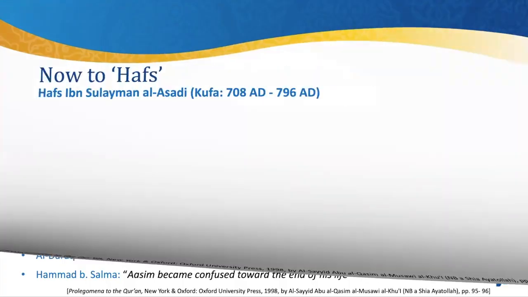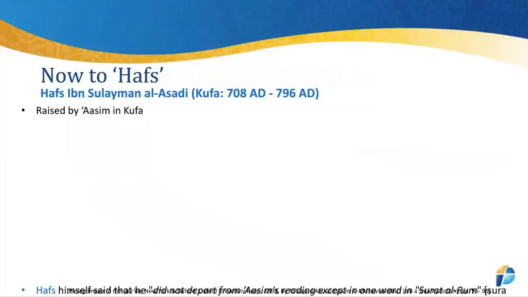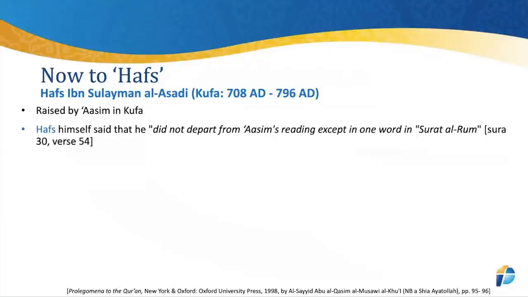So now let's go to Hafs. Let's see what we know about Hafs and see maybe he's better. Maybe he did better than Asim, his predecessor. Now to Hafs. His name was Hafs ibn Sulaiman al-Asadi from Kufa, born in 708, died in 796. Raised by Asim in Kufa, so he was raised from the family, knew him, spent some time with him, though Asim would be about 50 years older than him.